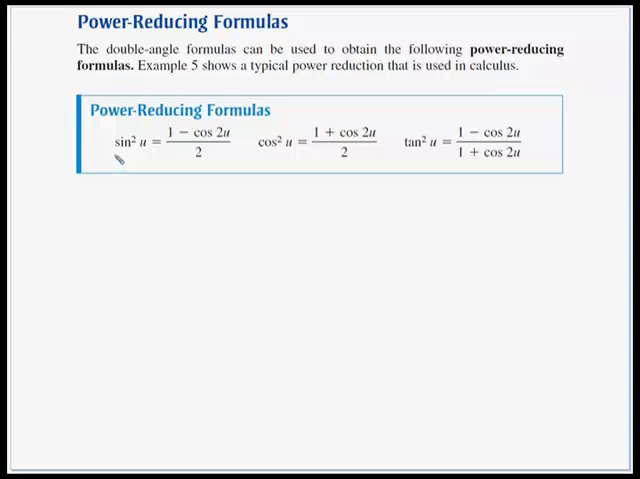What we have here is a sine squared, and we can replace it with this quantity. Notice that none of these quantities are to the second power. So that's why we are power reducing. Here is cos squared, and we can replace that with 1 plus the cos of 2u over 2. Whatever this angle u is, we double it to put it here. And we also have one for tan squared. Here's tan squared. That is 1 minus cos of 2u over 1 plus cos of 2u.